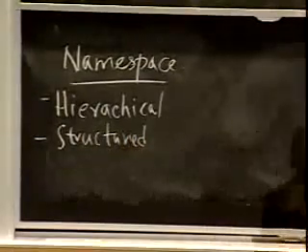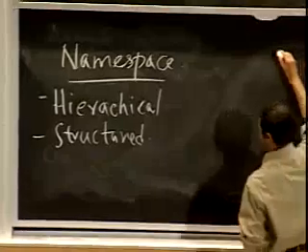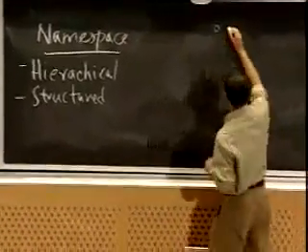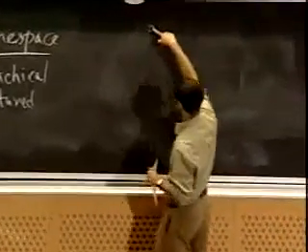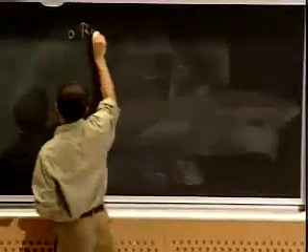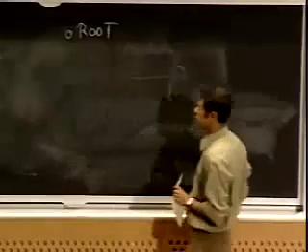So the way the DNS namespace works is it's a hierarchical system structured as a tree, and at the top of the tree there's a little circle which really is a dot, and I'm going to call that the root. So everything starts at the root, and the root is the root of this namespace, and it's a tree.